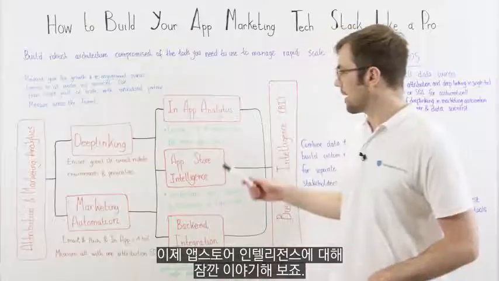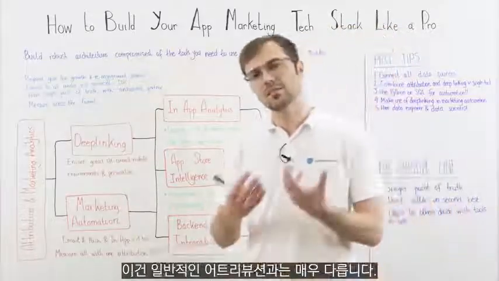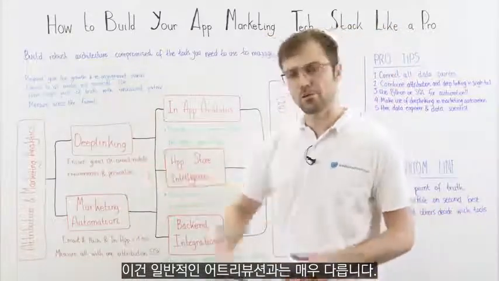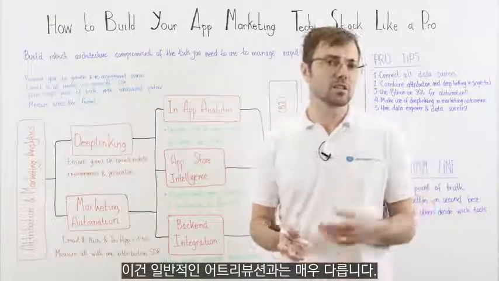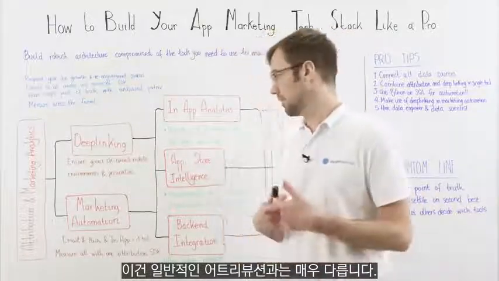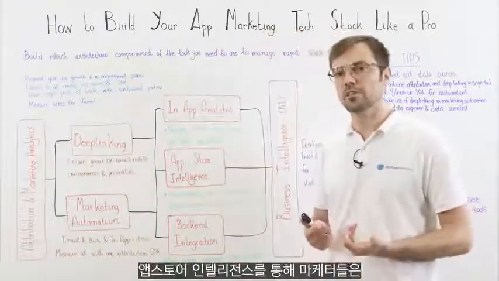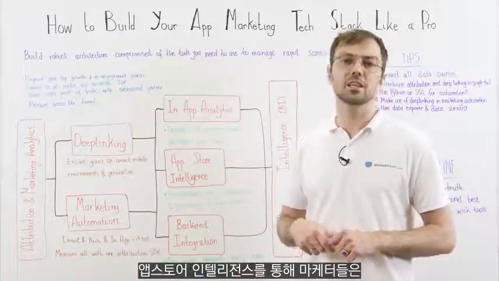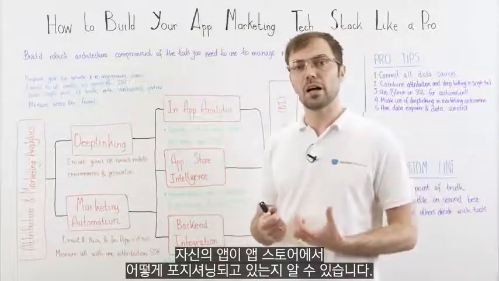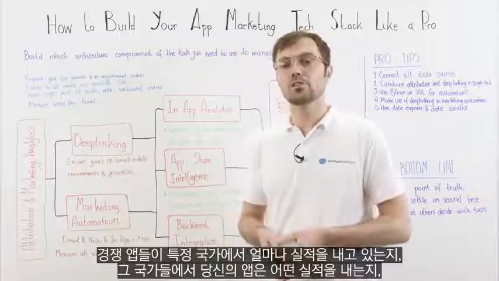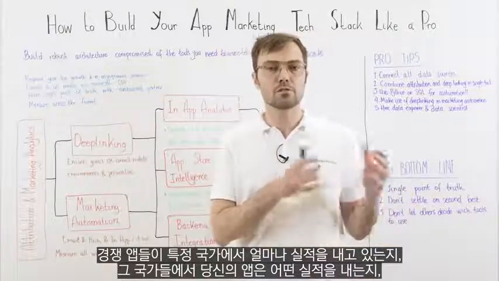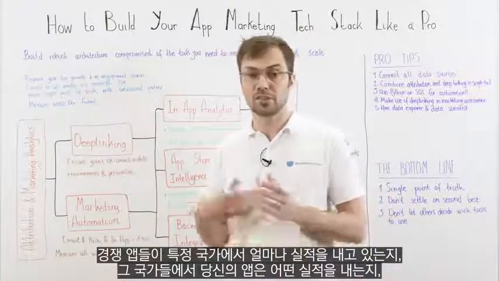Let's talk about App Store intelligence for a moment. This is something very different from the usual attribution part, which tells you what dollar does something from Facebook or these kind of things. App Store intelligence helps you as a marketer to understand how you are positioning your app in the app stores, right? So you want to understand how your competitors are doing in certain countries, how you are doing in the same countries.